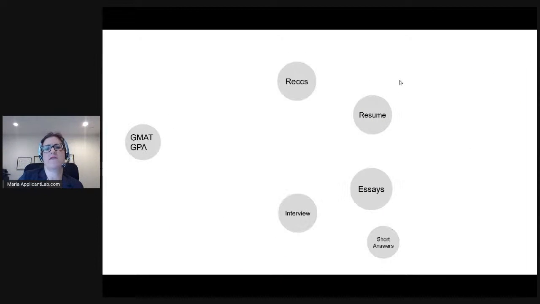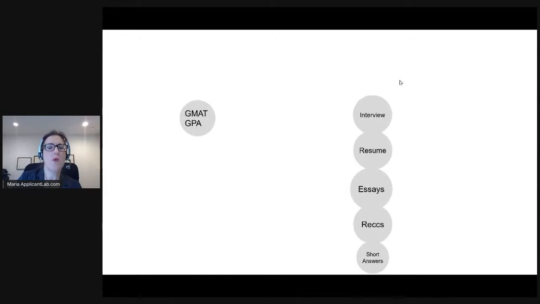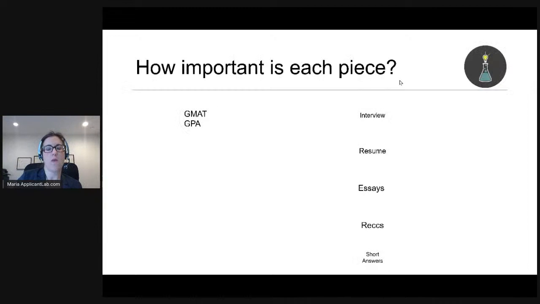So speaking of all of these different pieces of the application, how important are they anyway? Should we guess? Should we sort of make an estimation? We don't have to, because several years ago, GMAC, the organization that issues the GMAT exam, asked MBA admissions officers from about 100 US business schools how much percentage of importance they would allocate to each of these different pieces of a candidate's application in terms of how important it is in making their decision. And here's what they said.